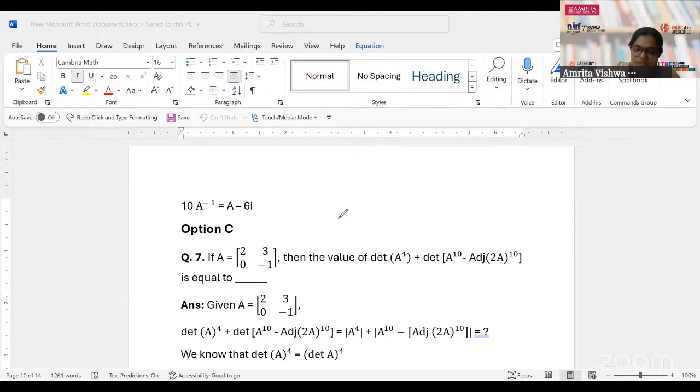And there are no options also. So here you have to give what it's equal to. It will be mostly numerical. If A is equal to [2, 3; 0, -1], then the value of determinant of A raised to 4 plus determinant of A raised to 10 minus adjoint of 2A raised to 10 is equal to. Those students who have the answer, you can type that in the chat box and I'll give you some time, and after that we'll discuss it.